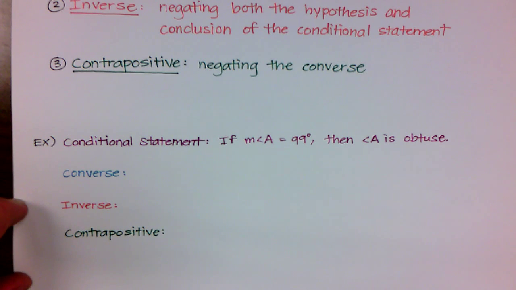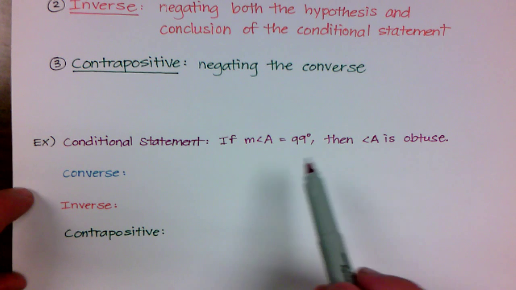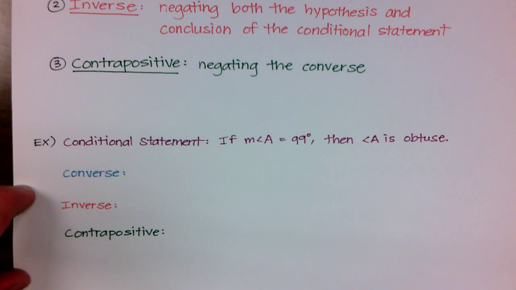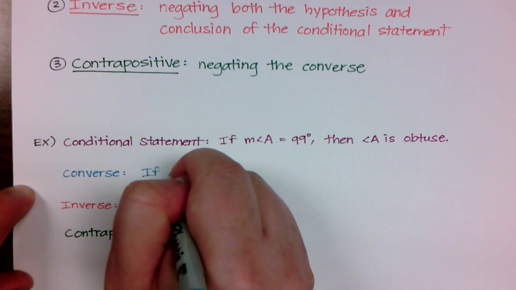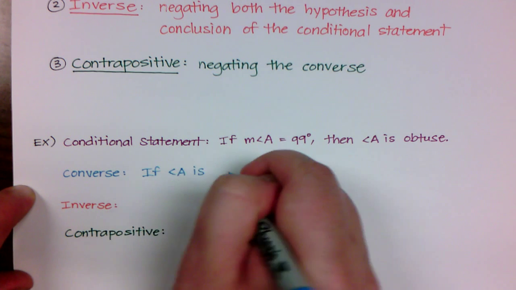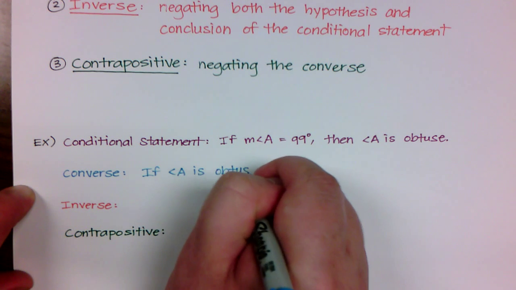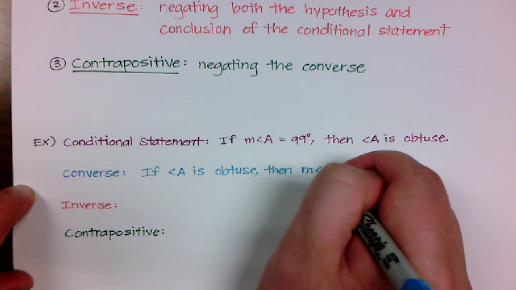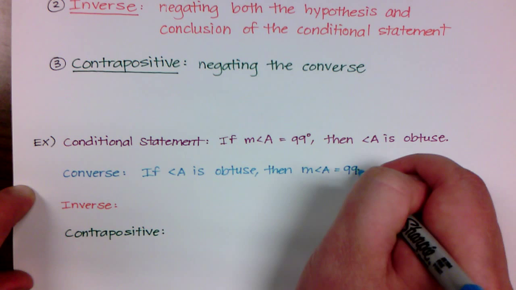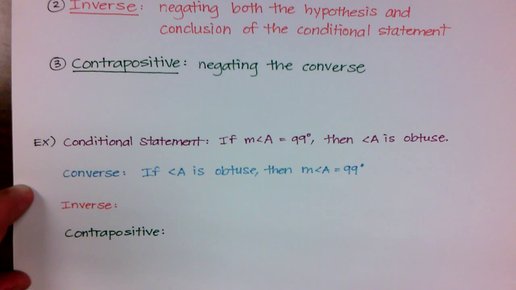Okay, so this is my starting conditional statement. The converse is taking what I already have and just flipping it in reverse order. So I'm putting the conclusion first, and then I'm going to put the hypothesis last. And it's still going to look like an if-then statement. So instead I'm going to say, if angle A is obtuse, then the measure of angle A is equal to 99 degrees. So that's our converse statement.